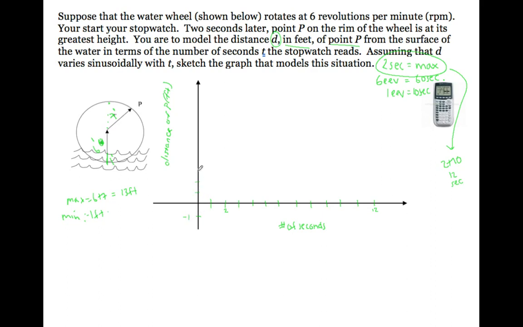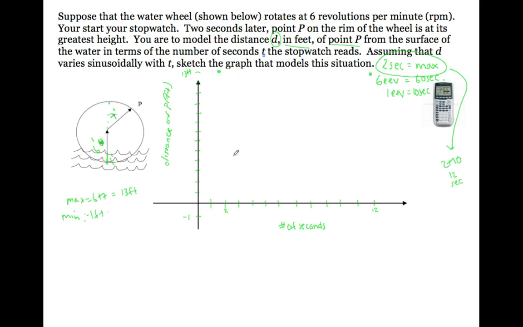1, 2, 3, 4, 5, 6, 7, 8, 9, 10, 11, 12, 13. Okay, so at 2 seconds, it gets to its maximum. And then at 12 seconds, it's also at its maximum. So halfway between that, it's going to get to its minimum, right? Isn't that how this works? If it's very sinusoidal, it's going to go all the way down halfway between, right? So that's a full rotation. Halfway between those, it's going to get to its minimum at -1.